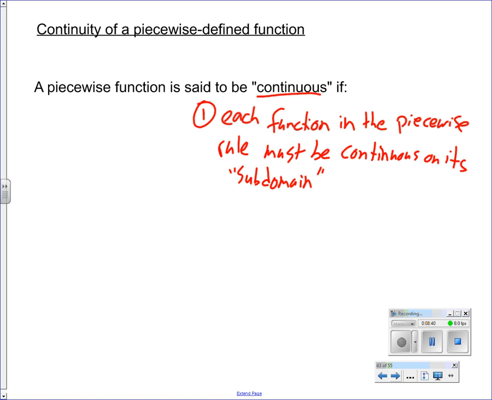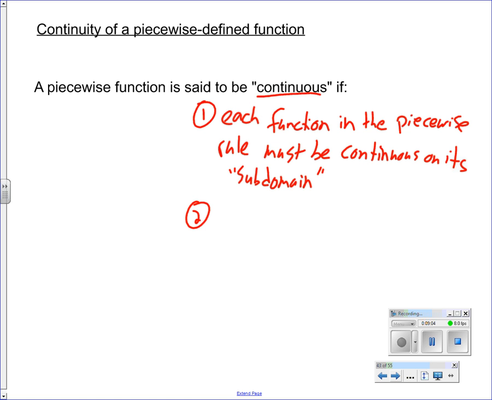So each function in the piecewise rule must be continuous on its subdomain. So what that basically means is that we can't have any asymptotes or holes in the graph for the place where we're using that rule for the function. So anywhere we're using that rule in the subdomain, we can't have any breaks in the graph. It has to be continuous all along that whole subdomain.